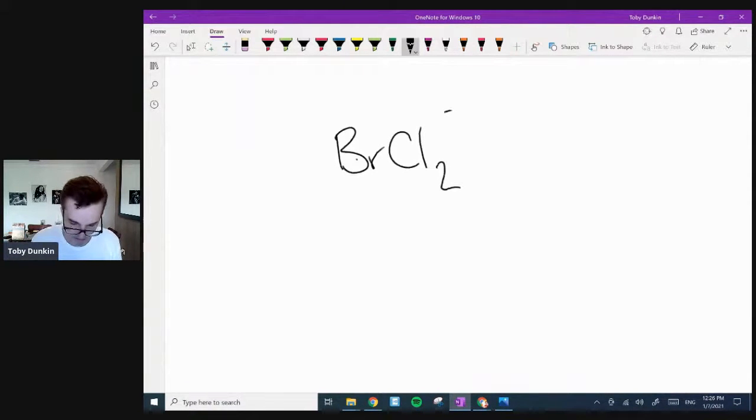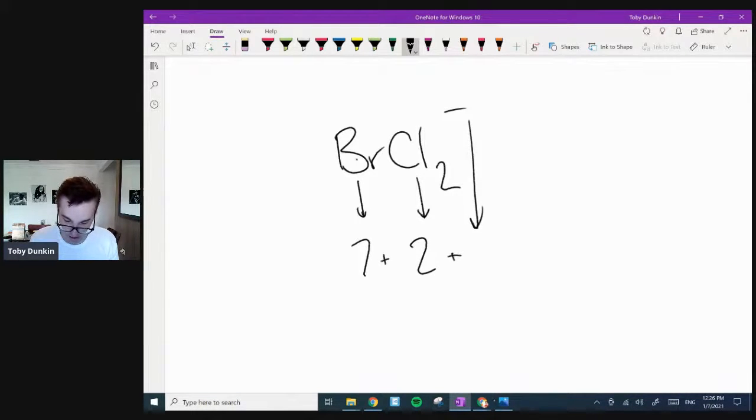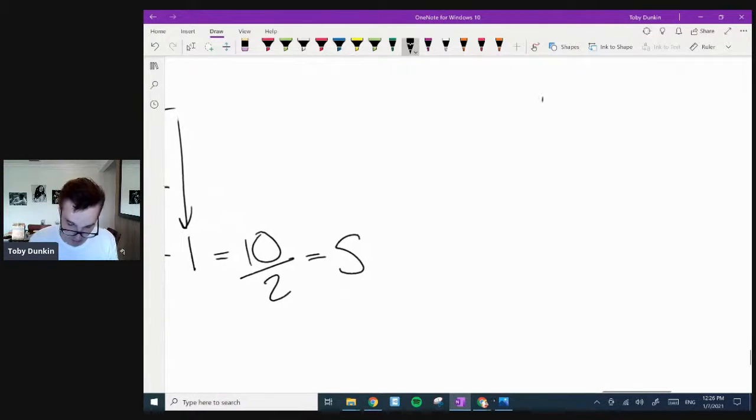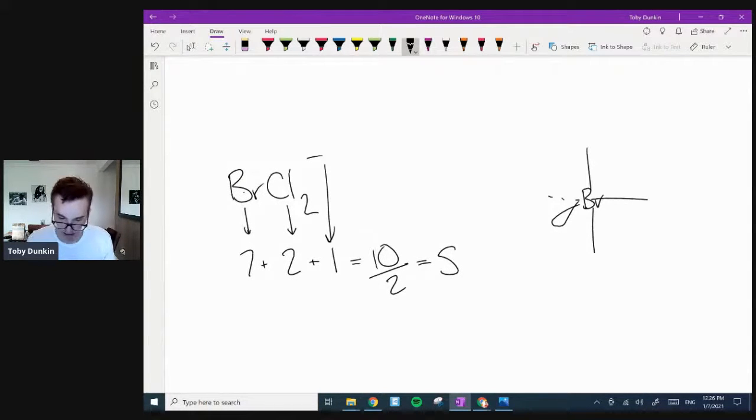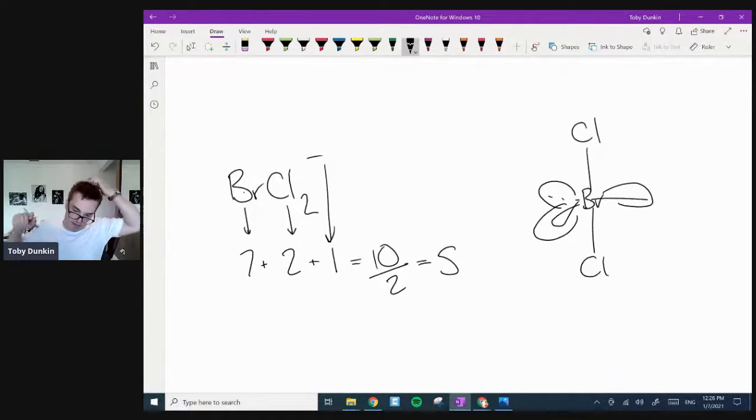BrCl2 minus. Let's run it. So we've got group 7, add 2. Add 1, total number 10, divide it by 2, 5. Base shape 1, 2, 3, 4, 5. Put an atom in the middle, that's a bromine. The chlorines are going to go opposite each other, and the lone pairs around the middle. It's linear. I know, right? How crazy is that? Done.